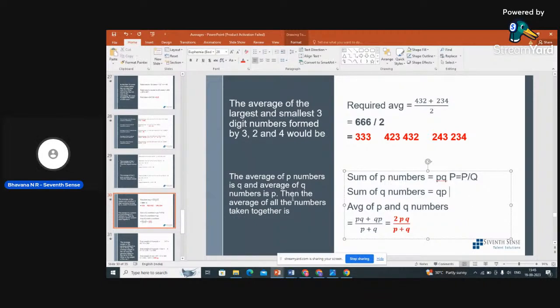So what I have asked is, the average of all the numbers taken together is what? So for the average of all P and Q numbers, what do we have to write? QP plus PQ, is there any difference? Nothing changes here. So we get 2PQ divided by P plus Q. This is the average of all the numbers.